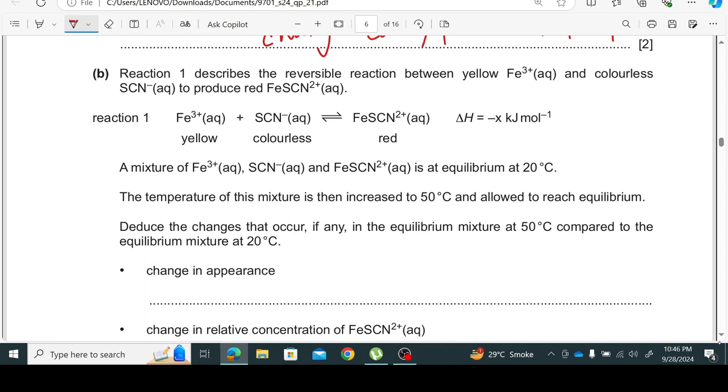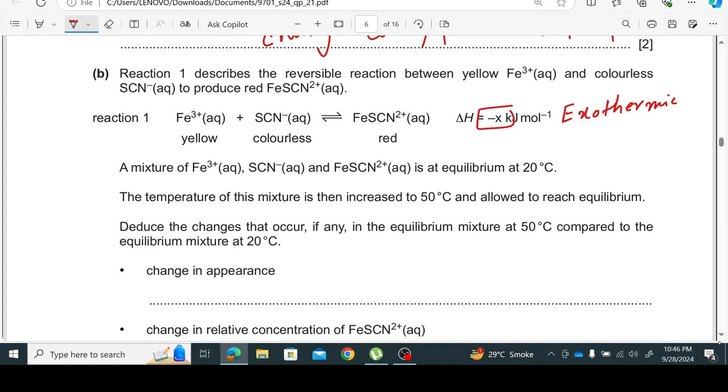Reaction 1 describes the reversible reaction between yellow Fe3+ and colorless SCN- to produce red FeSCN2+. In the equation, it is 1 mole and 1 mole, so the ratio is the same, 1 to 1 to 1. Any other clue? This value is given in negative. A negative value means it is an exothermic reaction. This is a clue for us.